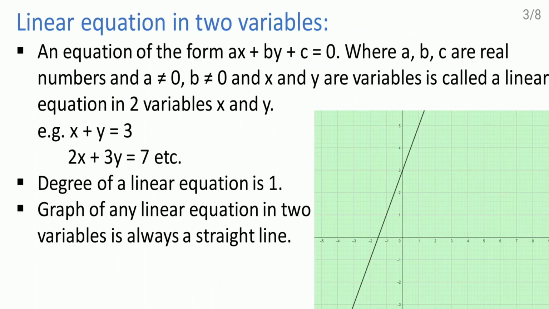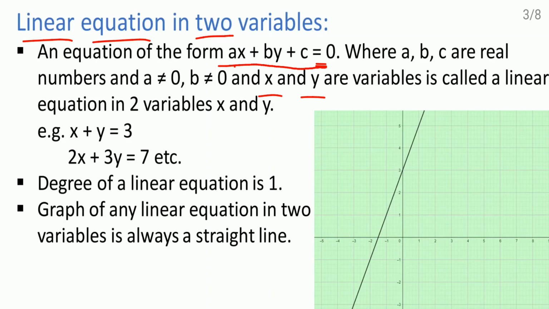First one, linear equation in two variables. An equation of the form ax plus by plus c equal to 0, where a, b, c are real numbers and a and b should not be equal to 0 and x, y are the variables, is called a linear equation in two variables x and y. Just see, the heading is linear. That means degree is supposed to be 1. Equation means equal to sign, right? See here equal to sign is there. And in two variables. So x and y are the two variables. Correct. So that's the reason we are calling it as the linear equation in two variables.